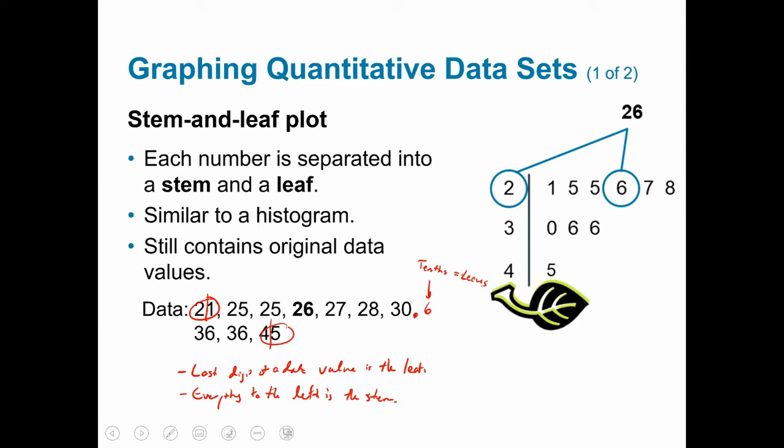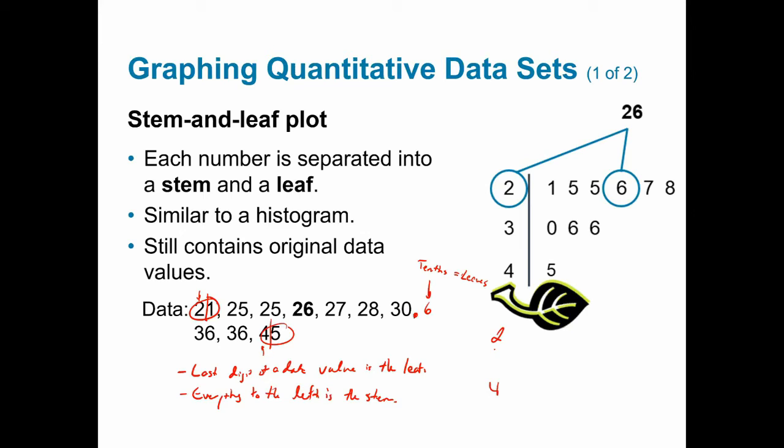But in general, most of your data values will probably have the same number of digits. And so that's how you figure out your stem and your leaves. So find your smallest value, find your largest value, and get the smallest and largest stems. In this case, our smallest stem is 2, our largest stem is 4. You have to include every single stem between those two. I don't care if there's a data value that matches that stem or not, you have to have every single stem.